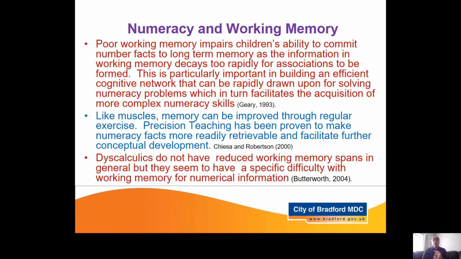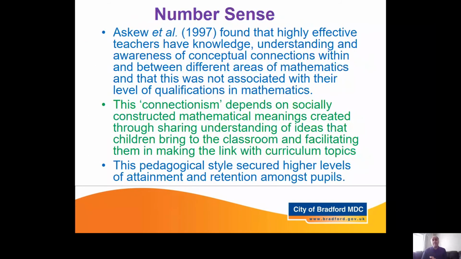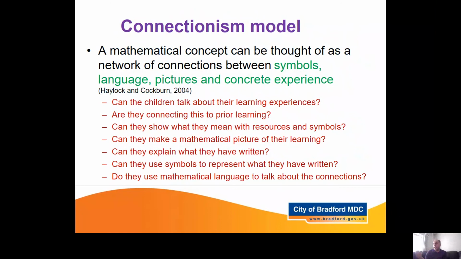This connectionist model is about realizing what values you should be having and what kind of magnitude you should have in certain areas. And children who've got a good number sense can develop higher levels of attainment later. The connectionist model says that mathematics is a connection between symbols, language, pictures, and concrete experiences. And if you get that sort of foundation in children and ask the right questions, you can develop their mathematics much better in that respect.